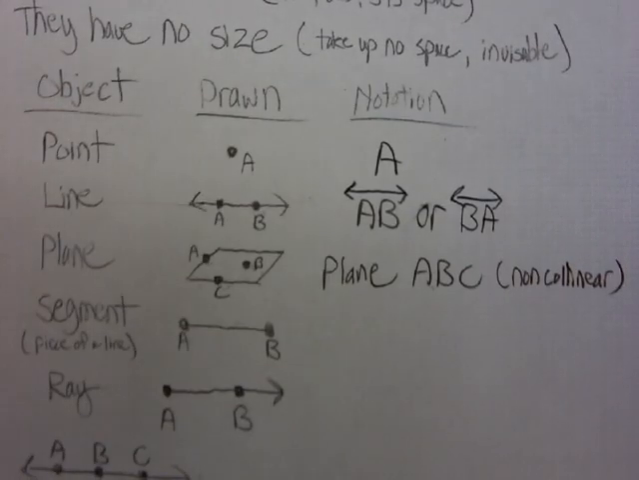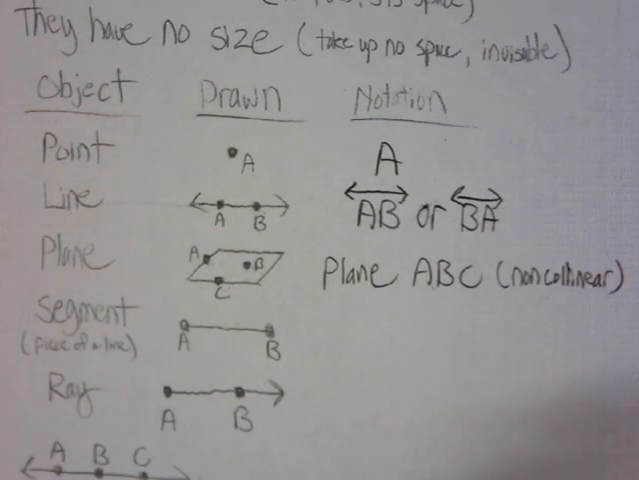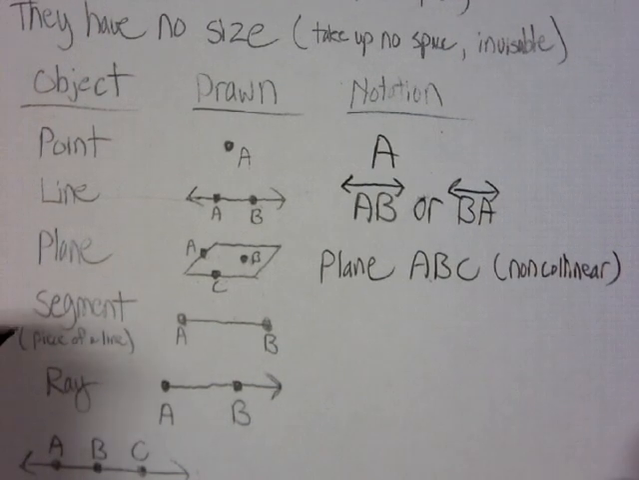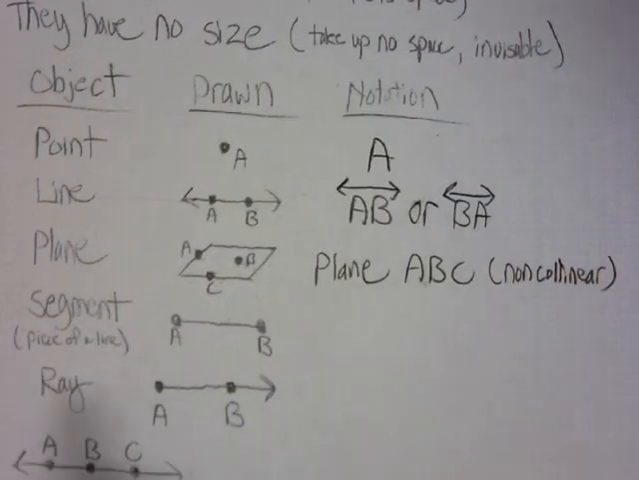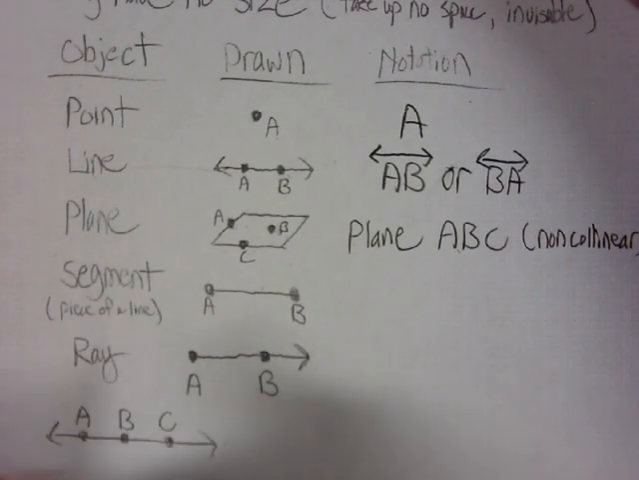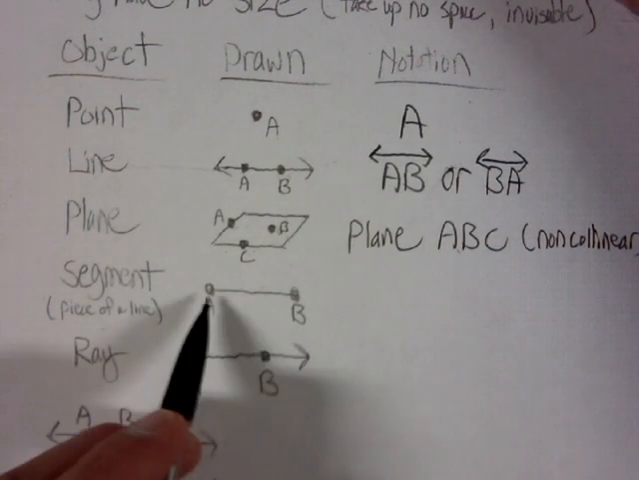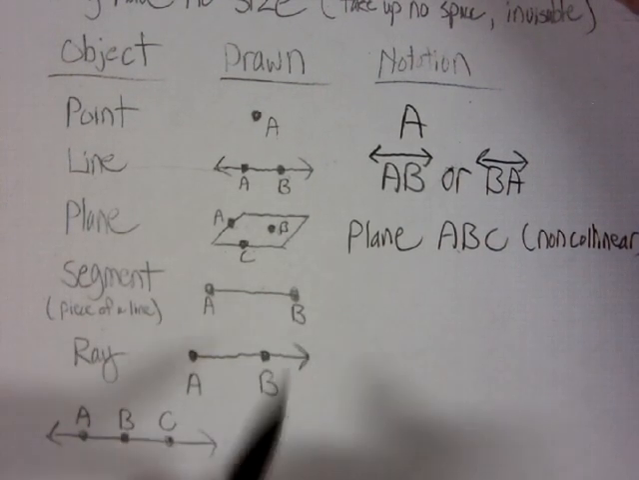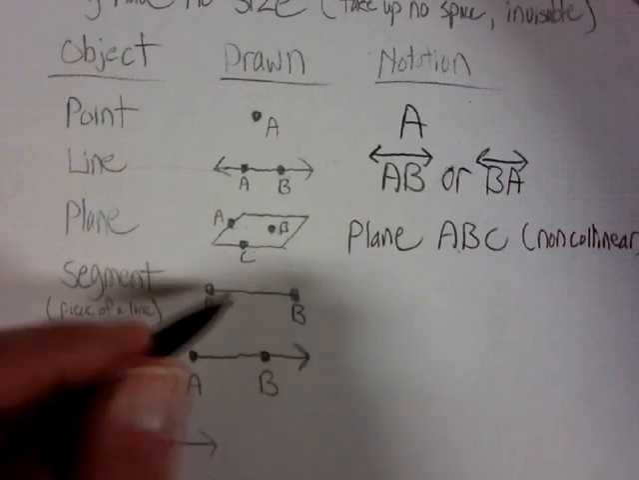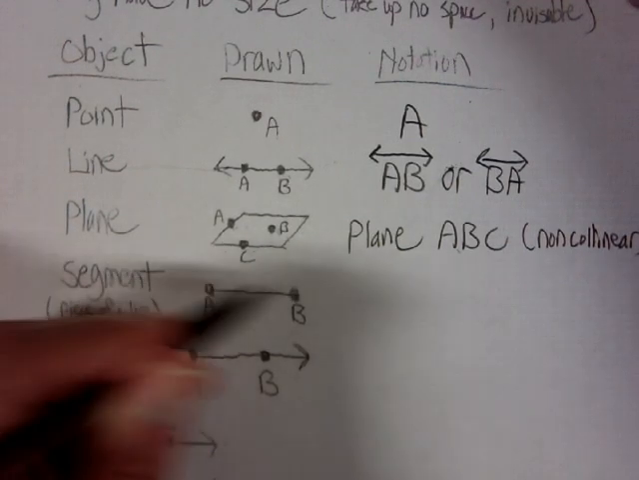Okay, but for now, I just want you to write it off to the side, and then we'll come back later and talk about what it means. All right? The next object we're going to learn how to name is segment. Now, a segment is a piece of a line. It's part of a line. A line keeps going in both directions. A segment has two endpoints.